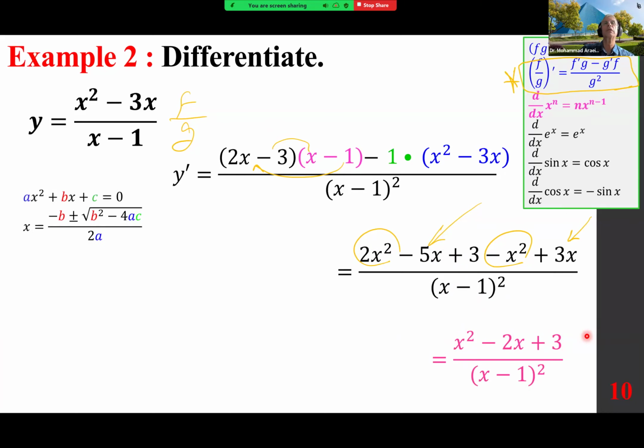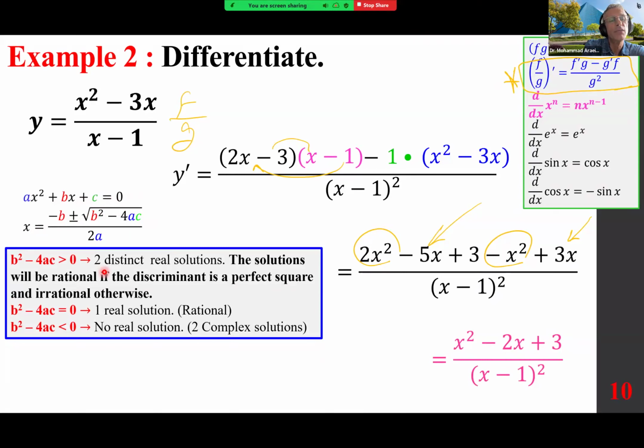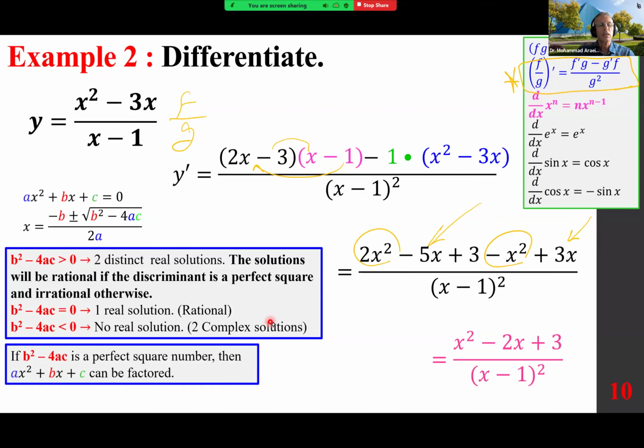I'm going to remind you of what we learned in elementary algebra. Ax squared plus bx plus c equal to 0. X is minus b plus or minus the square root of b squared minus 4ac, over 2a. This is called the quadratic formula. What's underneath is called the discriminant, b squared minus 4ac. If it's positive, you have two distinct real solutions. The solutions will be rational if the discriminant is a perfect square and irrational otherwise. If b squared minus 4ac is 0, we have one real solution. If b squared minus 4ac is less than 0, no real solution, and we have two complex solutions. So pay attention to this.